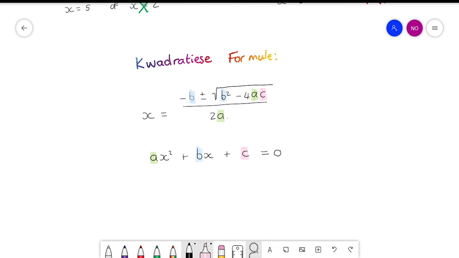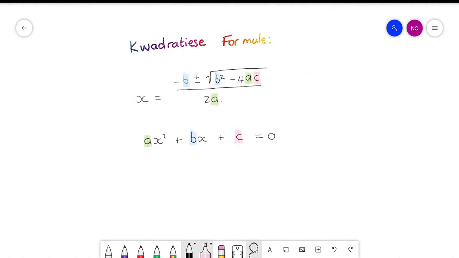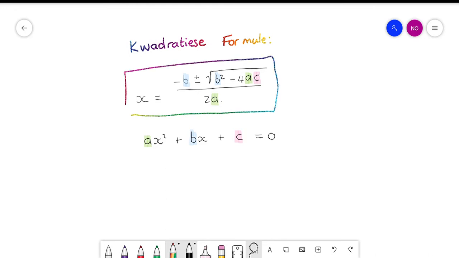Graad 11, vandag gaan ons die kwadratiese formule doen, the quadratic formula. And we use this specifically when you have a trinomial, a quadratiese drieterm, which you can't find the factors for. So this always works. It's a foolproof plan and it's going to be your new best friend. So this is the formula that you have to learn.